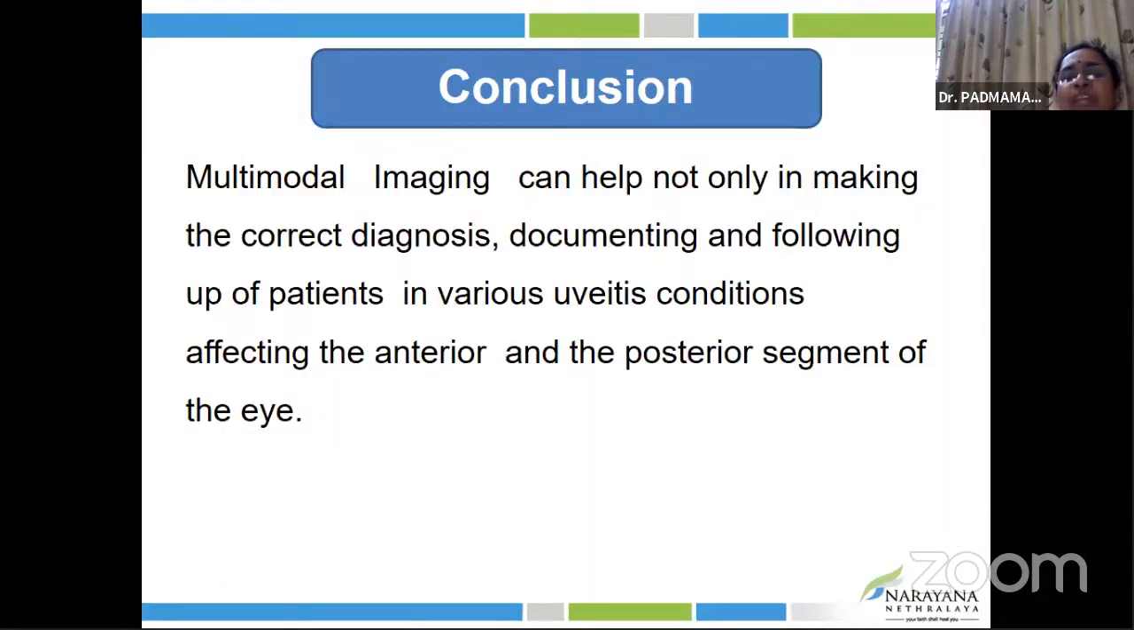To conclude, multimodal imaging can help not only in making the diagnosis or confirming the diagnosis, but also in documenting and following up of patients with various uveitic conditions affecting the anterior and posterior segment of the eye. However, when the RPE and choriocapillaris are affected, autofluorescence is the preferred mode of monitoring the disease. Vasculitis, we monitor with fundus fluorescein angiography. In case of inflammatory CNVM, we use OCTA to monitor the response to treatment.